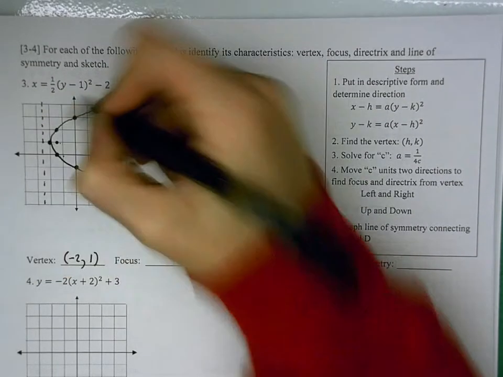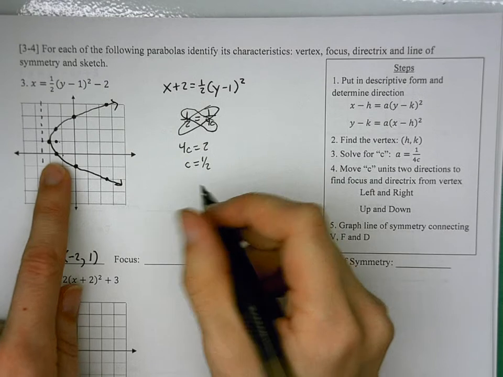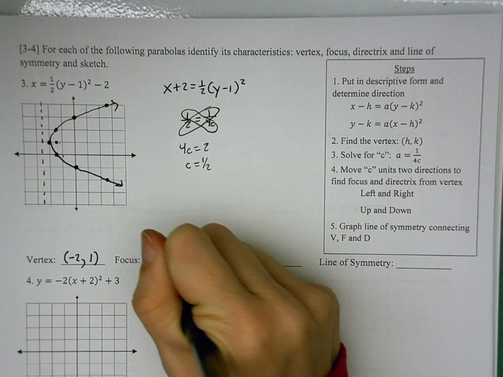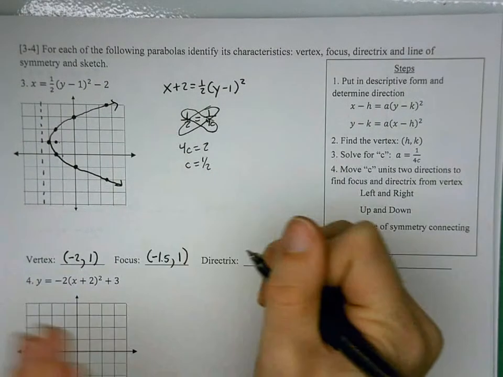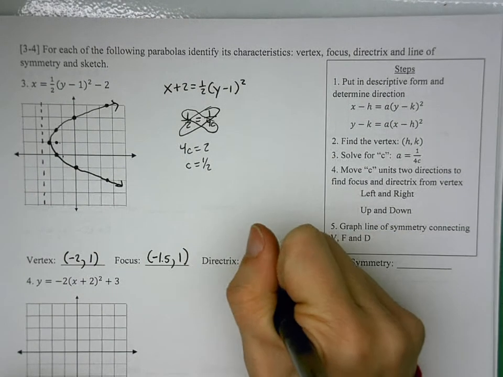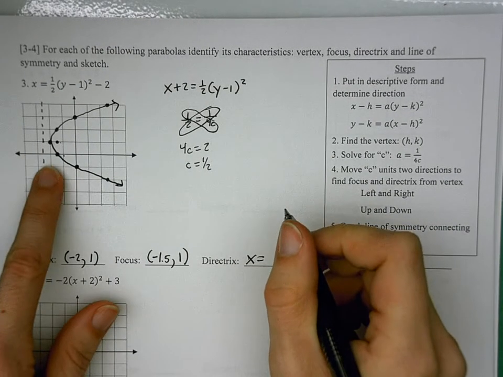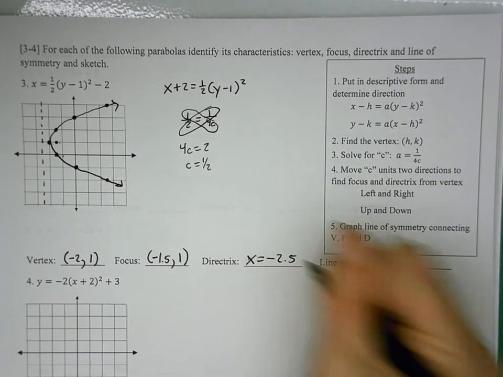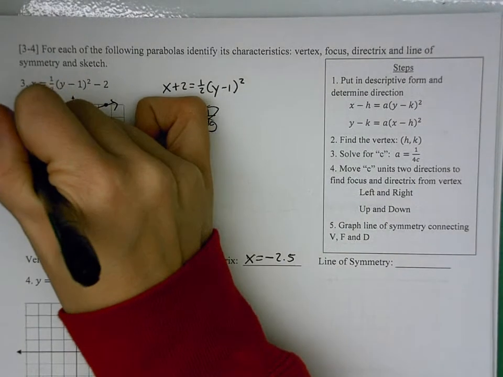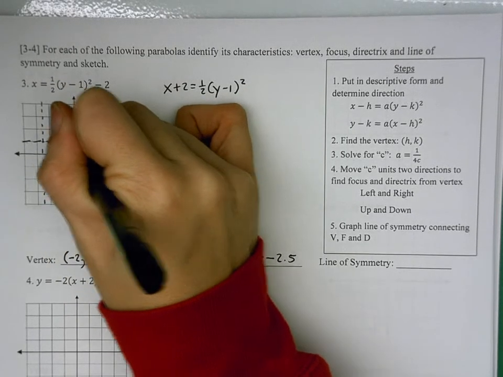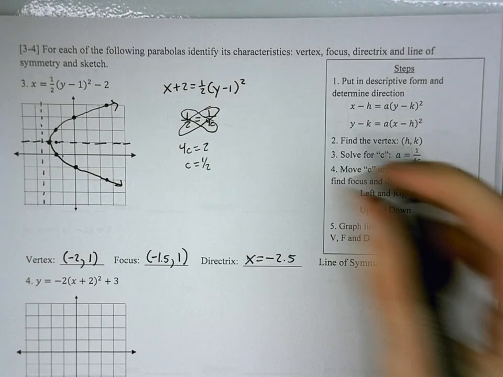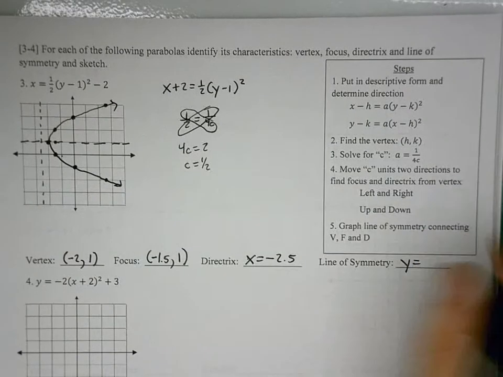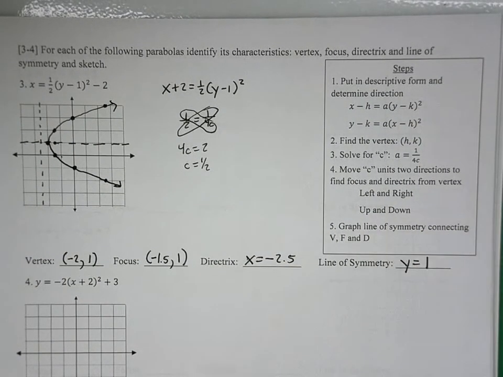And so in this case, my focus here is at x equals -1.5 and my y of 1. My directrix is a vertical line, so this is x equals -2.5. And my line of symmetry, which we started writing on the first 2 problems, but now we are officially going to make sure is written, is y equals, because it's a horizontal line, y equals 1. Okay? And that's graphing a parabola.